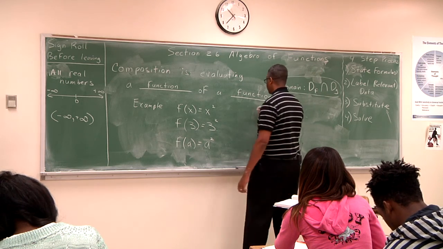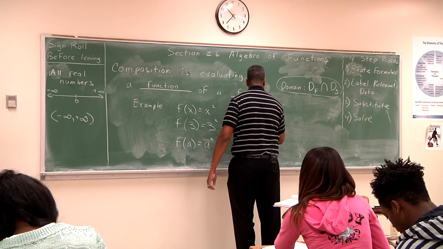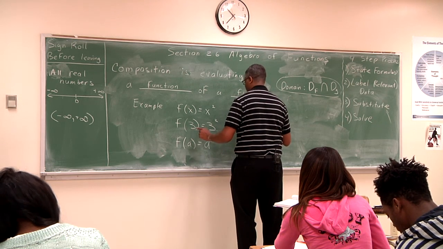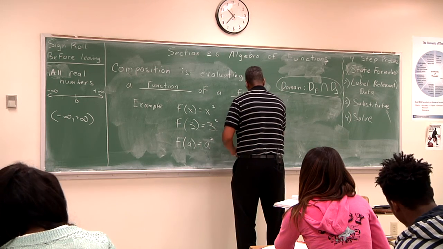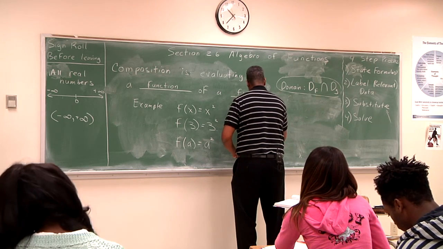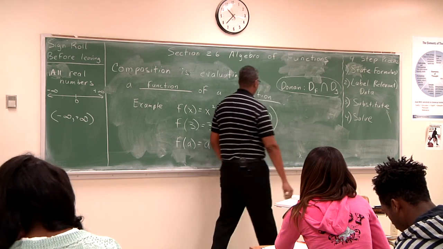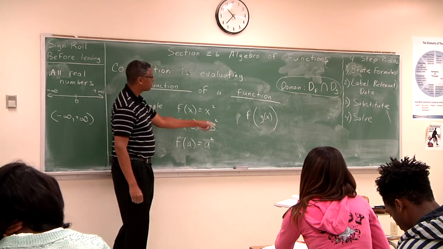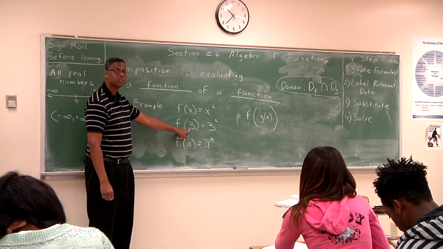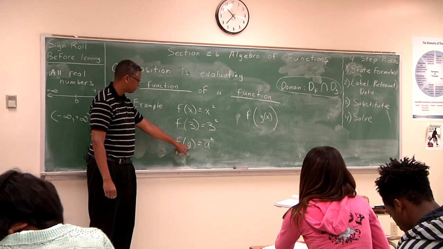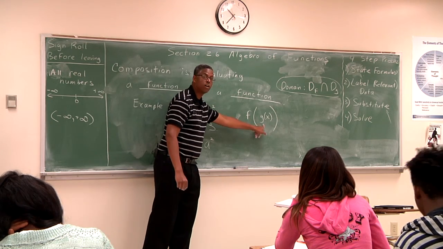So a function of a function would be f of not 3, not a, but, and I'm going to really highlight this, it would be f at g of x. Now, would you agree that is a function of a function? It's not a function of a number. It's not a function of another variable like a. It's a function of a function.